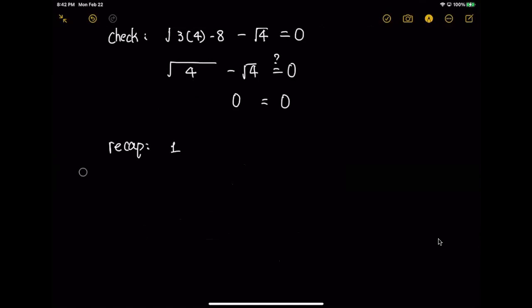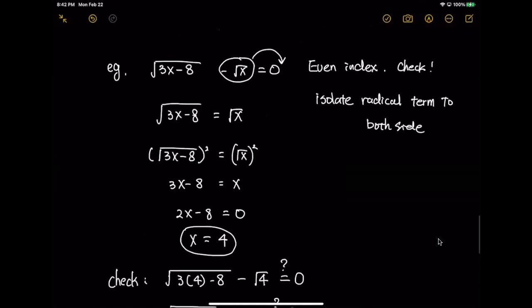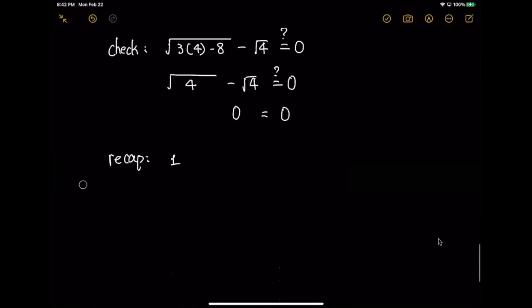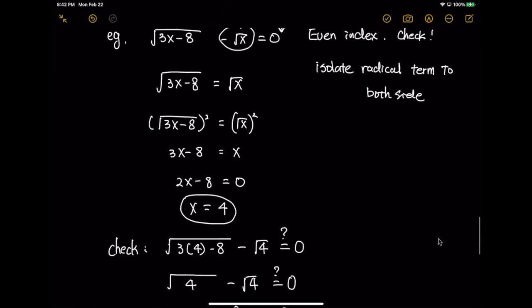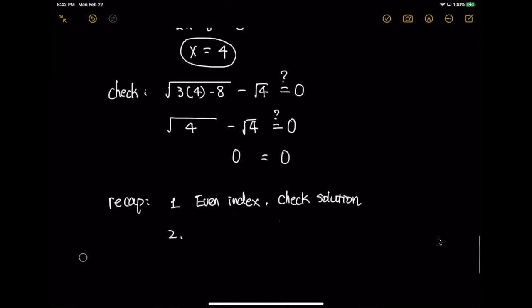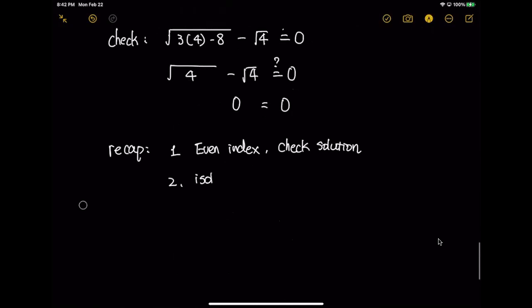Okay, let me summarize the method that we did. First of all, when you have more than one radical term, the first step is to check if it's an even index. You need to write it down to remind yourself, hey, you need to check the solution. The second step is to isolate the radical terms to each side.